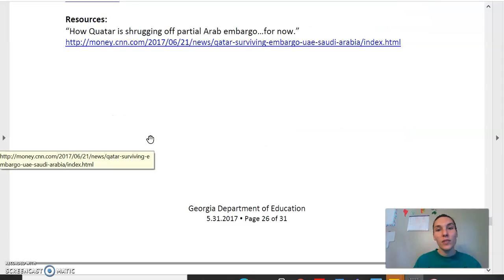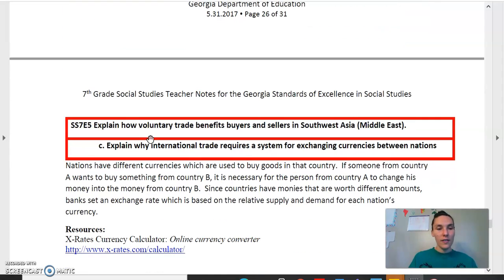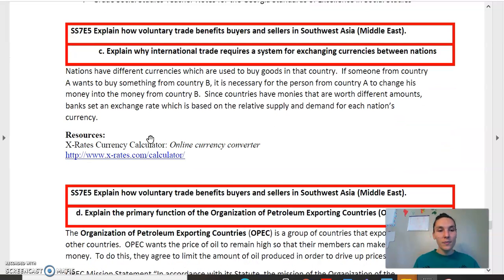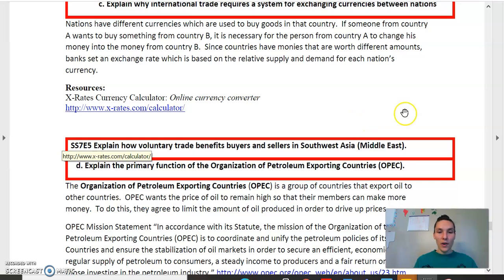We're doing a mashup this year because of all the crazy COVID stuff. We're going to do E5. Letter C, explain why international trade requires a system for exchanging currencies between nations. And Part D, explain the primary function of the Organization of Petroleum Exporting Countries.